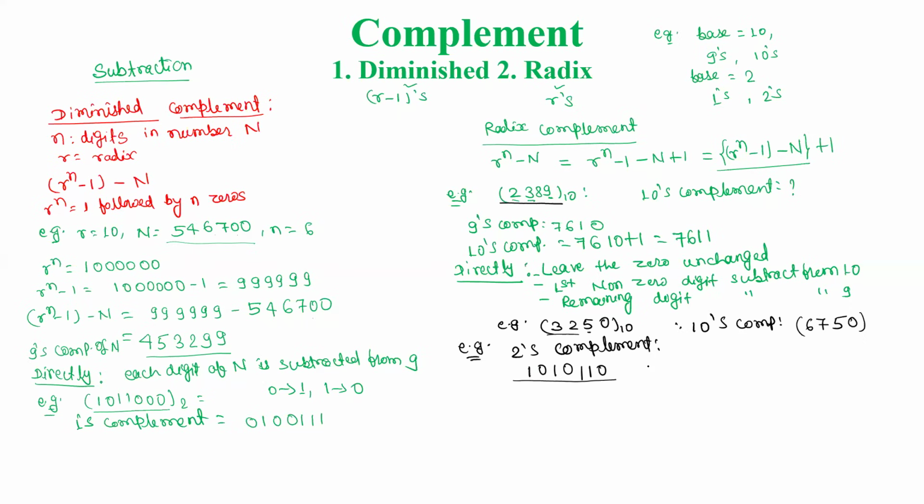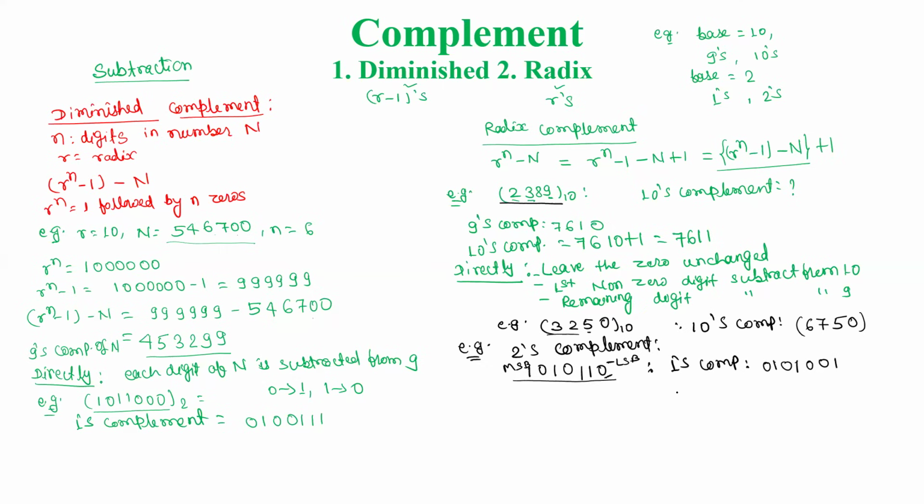So first we'll find the 1's complement of the number. What is the rule? 0 will change to 1, 1 will change to 0. We'll move from the LSB side. So 0 is changed to 1, 1 is changed to 0, again 1 is changed to 0, 0 is changed to 1, 1 is changed to 0, 0 is changed to 1, 1 is changed to 0. From LSB we are moving towards the MSB. This side is called the LSB, and this one is called the MSB.